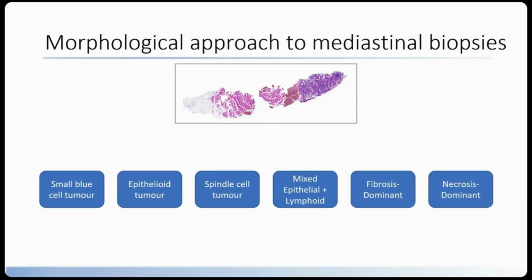And this is my mental approach to how I deal with these: you can subdivide the appearances from a mediastinal biopsy broadly into 6 categories. You can have a small blue cell tumor, an epithelioid tumor, a spindle cell tumor, a mixed epithelial and lymphoid tumor, a fibrosis-dominant biopsy, a necrosis-dominant biopsy, and probably there should be another one, which is a very scrappy and essentially insufficient biopsy as well. And I think it's important to be very clear if you're into that final category.